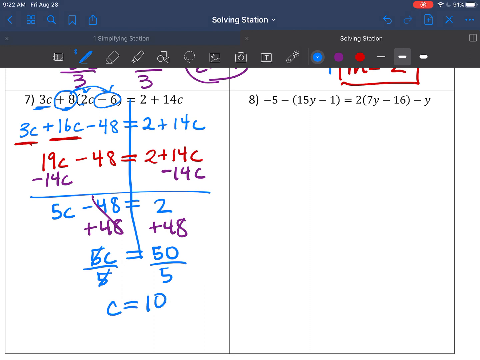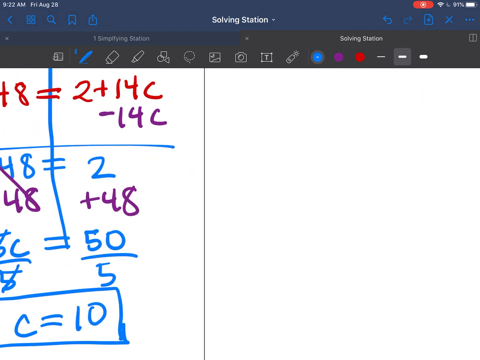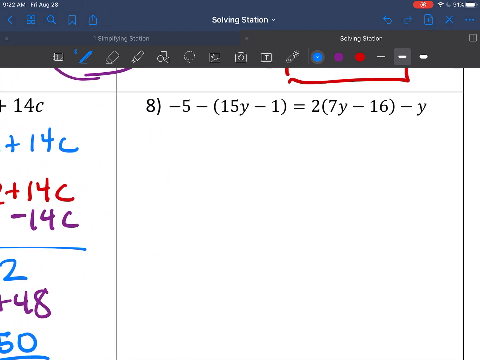I designed this worksheet to give us a bunch of nice numbers. Later, you're going to start getting fractions, so don't panic. C equals 10 in this case. All right, last one, hardest one.